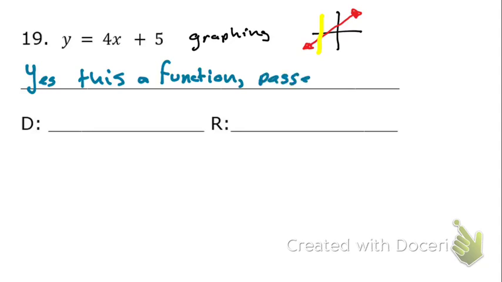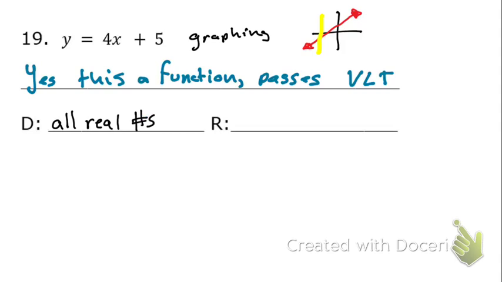Passes the vertical line test. Okay. Domain. Well, again, can you measure how wide this will go? And the answer is no. It has 2 arrows. It keeps going. So the domain for this function is all real numbers.